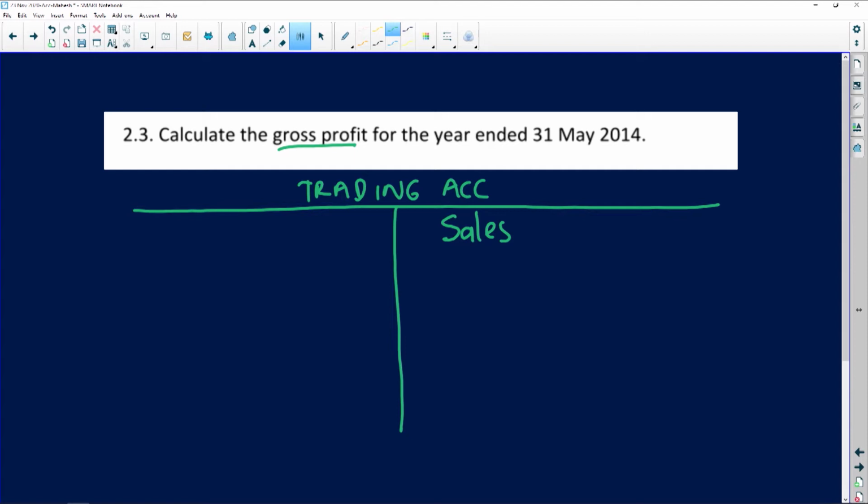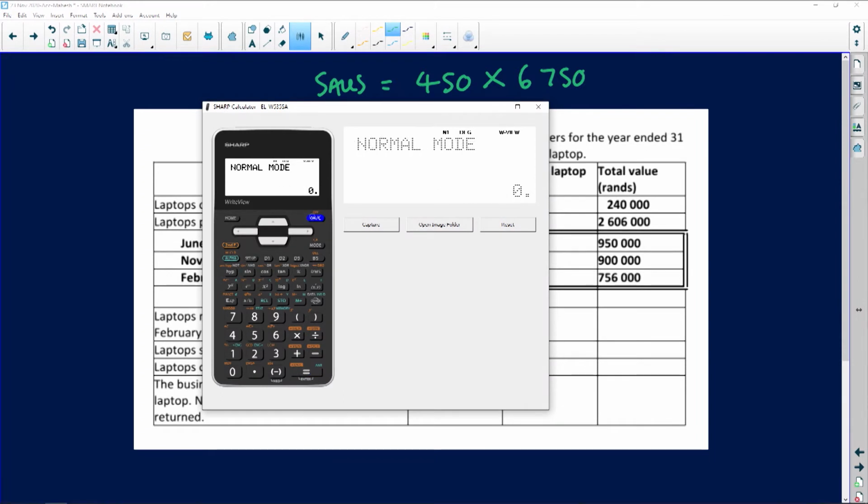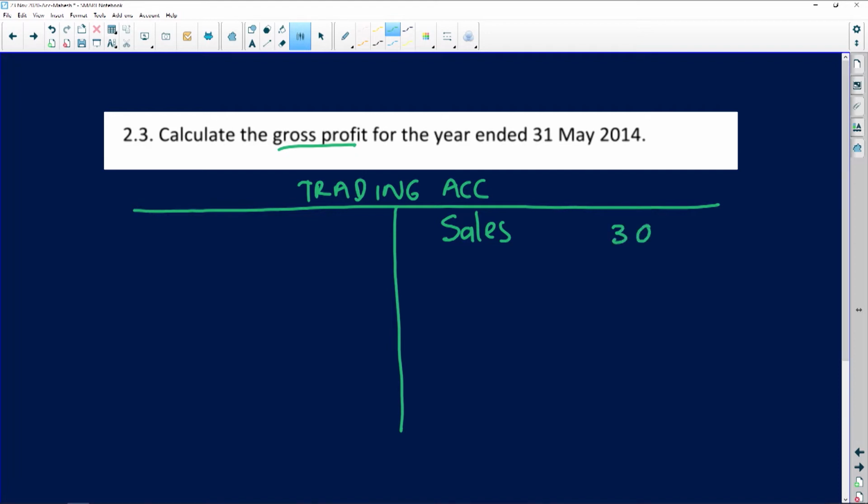So our sales for the year, if we go back to the table, we are given the number of units that were sold, which is 450 units, and the selling price was fixed. It didn't change for the year, 6,750. So obviously sales is calculated by taking number of units sold, 450, times the selling price, 6,750, to give us total sales of, let's do that quickly on our calculators. You guys make sure you're working with me, 450 times 6,750, and that gives us an amount of 3,037,500. So let's just take that through to our answer sheet. So we've got total sales, 3,037,500. Right, sales calculated.